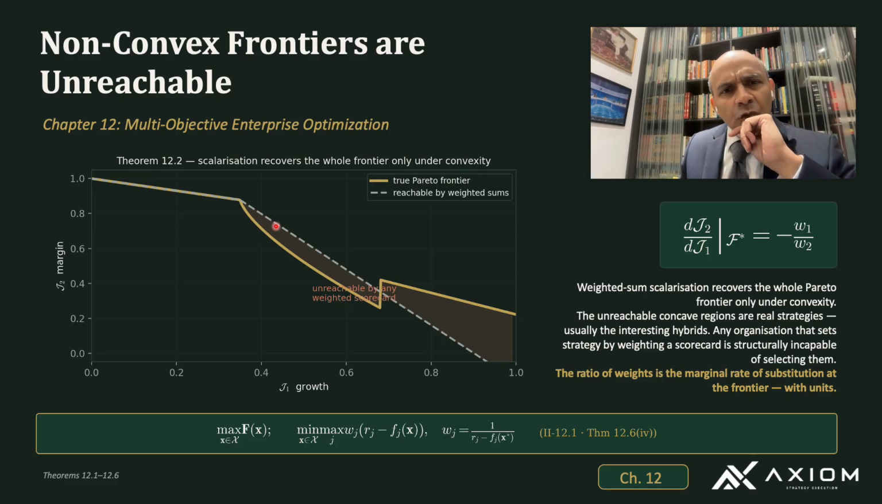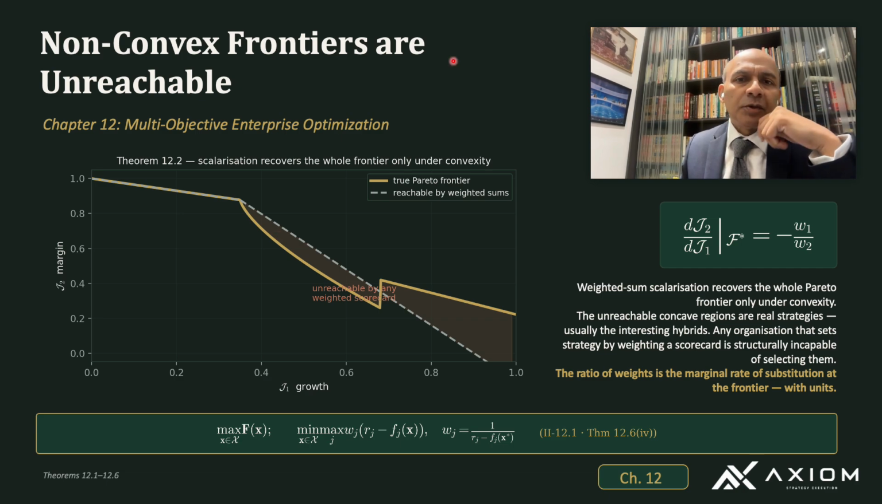So this chart shows why weighted sum scalarization can miss valid Pareto optimal strategies when the frontier is non-convex. The gold curve is the true Pareto frontier, while the dashed line shows the points reachable by varying objective weights, and the inward dent here contains efficient solutions that no weighted combination can select. When the Pareto frontier is non-convex, some strategically efficient trade-offs are invisible to any weighted scorecard, even though they are genuinely Pareto optimal.